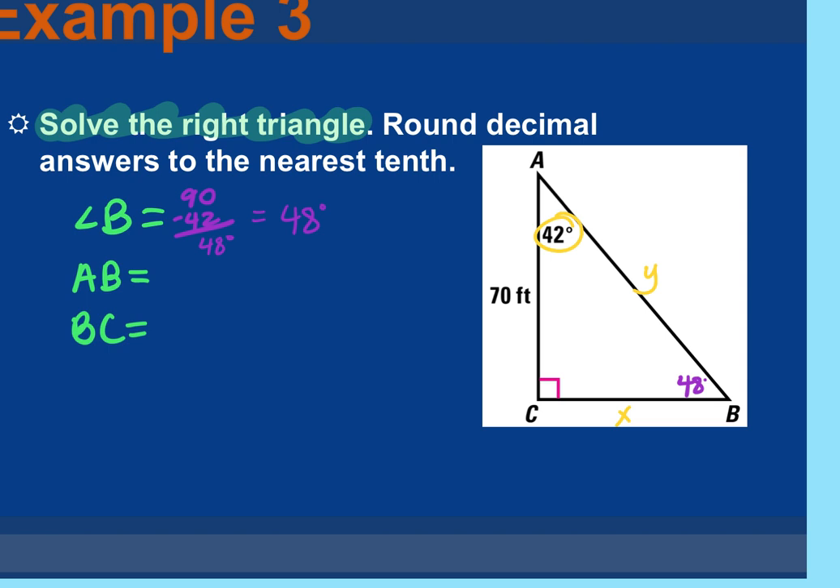So if I want to solve for x first, it's opposite the 42 and 70 is adjacent to the 42. Good. So tan of 42 would equal x over 70. And then multiply both sides by 70. And I get 63.02, which is going to be 63.0. That's your BC.